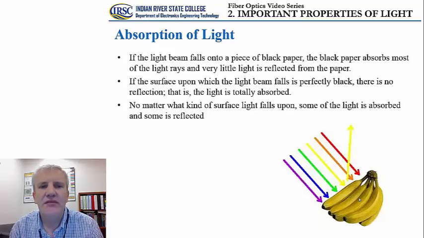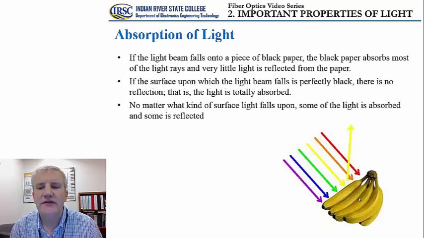So if the light beam falls onto a piece of black paper, the black paper is going to absorb most of the light rays, and very little light is going to get reflected from the paper into our eye. That's how we are getting a feeling of a black color.